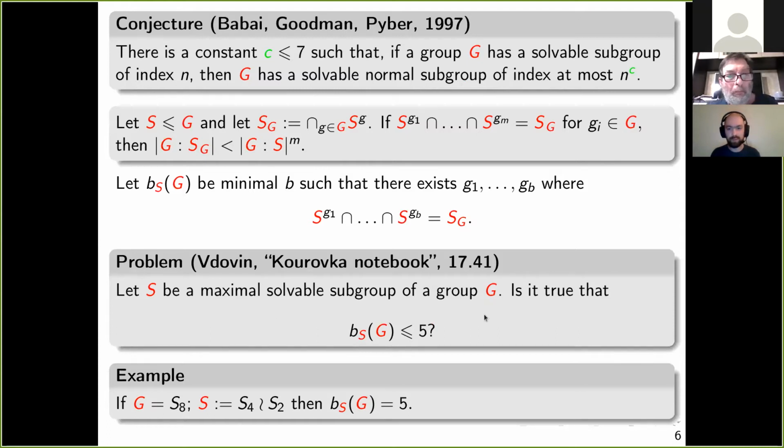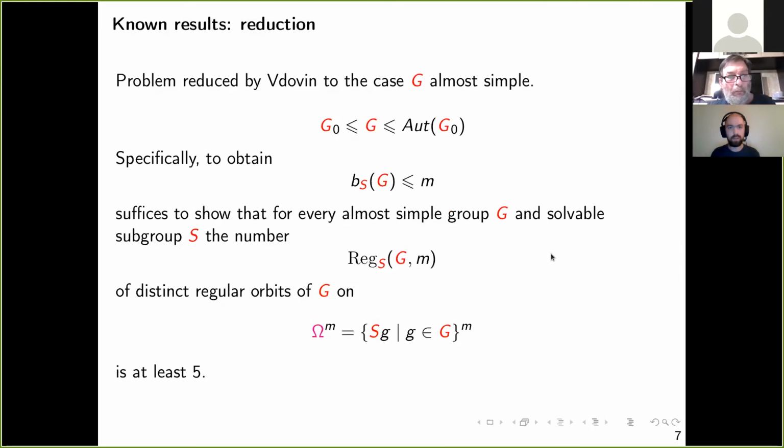We want to show that BS of G is not greater than 5 when S is a maximal solvable subgroup of a finite group G. This problem is reduced by Vdovin to the case when G is almost simple, and specifically to prove that BS of G for any finite group and its maximal solvable subgroup S is not greater than M, it suffices to show that for every almost simple group G and its solvable subgroup S, this number which we just introduced of distinct regular orbits of G on omega to M is at least 5.